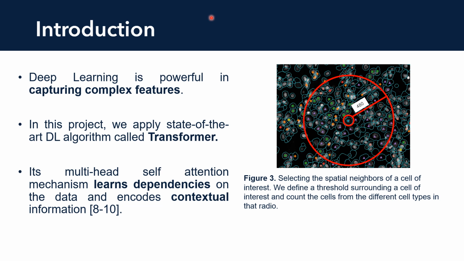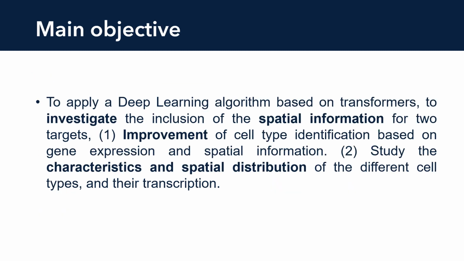To address these challenges, we use a deep learning algorithm, which is powerful in capturing complex features even in high-dimensional data such as single-cell and spatial transcriptomics. In this project, we apply the state-of-the-art deep learning algorithm called Transformer, which has a multi-head self-attention mechanism that learns dependencies in the data and encodes contextual information, making it very popular and applicable to several areas, including single-cell and spatial transcriptomics. So this algorithm is going to learn the context between the gene expression and the neighborhood of the cells.